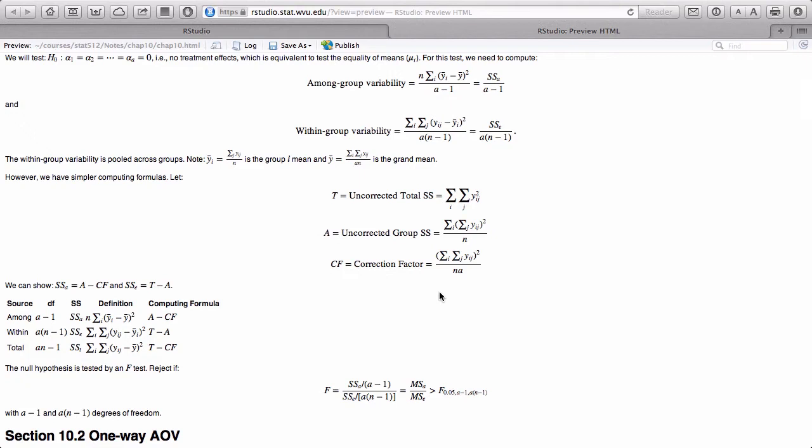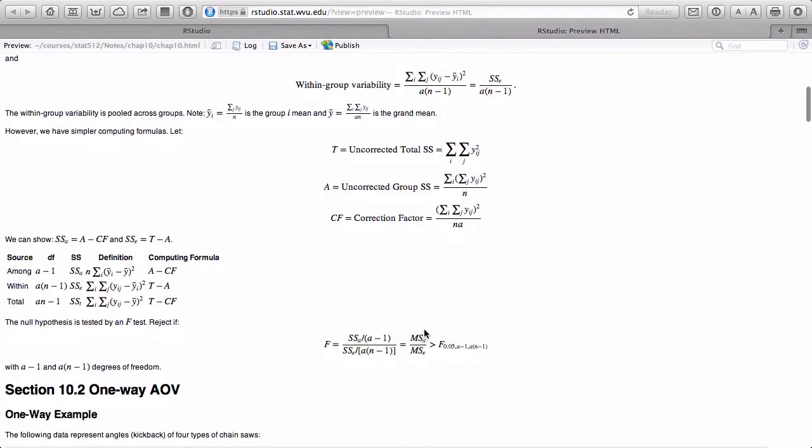What I'm going to show you is how to do this in R. Now, as I indicated, if I take the sum of squares due to A, which is defined here, that's the deviations of the y-bar sub i's around the grand mean y-bar. If I take that sum of squares and divide by A minus 1, that's called the mean square. Now, that estimates sigma squared under the null. And the denominator takes the sum of squares of the deviations of y sub ij minus y-bar sub i. So it takes the deviations around each group.